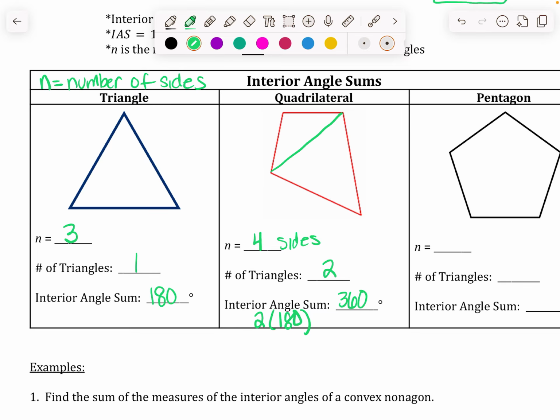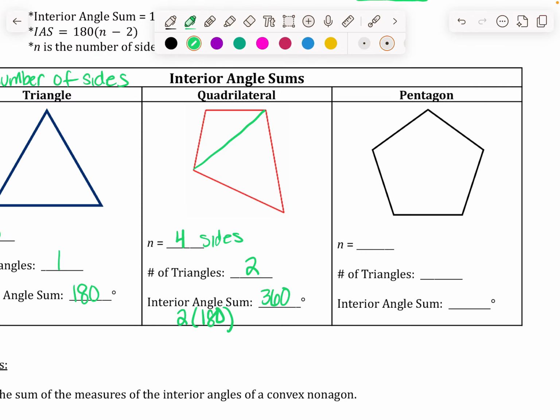So for a pentagon, we're going to connect a couple of our vertices and see how many triangles we can make inside the pentagon. If we start with just connecting this, we have this triangle right here, and then we could connect it down here as well. We make another triangle, and then our third triangle.